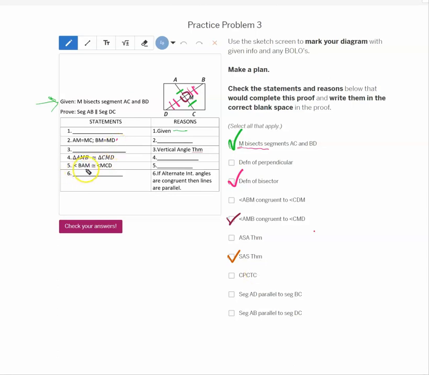Number 5 says angle BAM is congruent to MCD. We know right after we prove the triangle, most times it's CPCTC, right? So that's what we're going to choose. And then the last one, we have to choose whatever we're trying to prove. So we're trying to prove that segment AB is parallel to segment DC. If that's not your last thing here, then you're not done. Whatever you're trying to prove has to be your last statement. You can check your answers after you do it. Try it yourself. All right, let's move on.